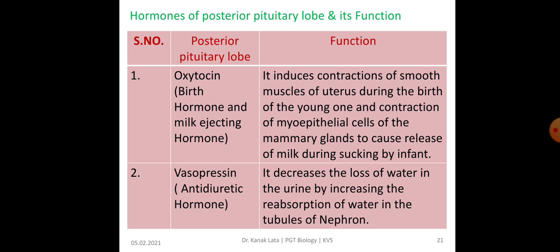And another is vasopressin, the antidiuretic hormone. Vasopressin decreases the loss of water in the urine by increasing the reabsorption of water in the tubule of the nephron.